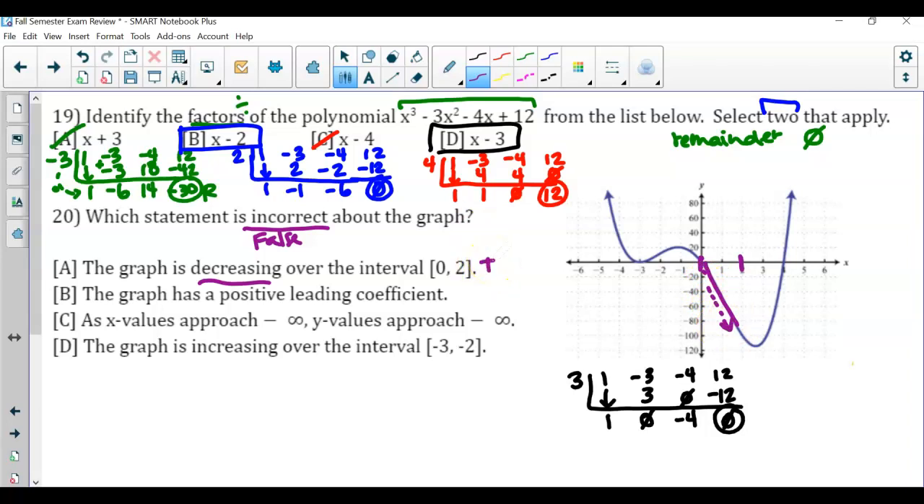The graph has a positive leading coefficient. Well, notice how both of our ends are going upward towards positive infinity, making this a positive leading coefficient. So again, this is true. As x values approach negative infinity, so now as we're going to the left, towards all of our negative values, what are our y values approaching? Well, here on the left, again, it's going up towards positive infinity, but this says negative infinity. That's why the answer was C.